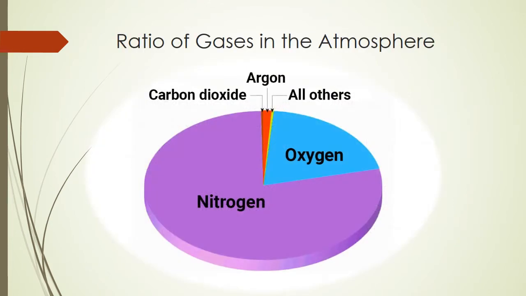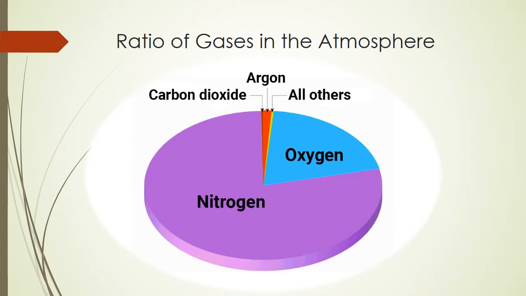Let's see the ratio of gases in the atmosphere. Well, in your textbook, the exact image consists like nitrogen is 78.03%, oxygen 20.99%, argon, it is a kind of gas, that is 0.94%, carbon dioxide 0.03%, and other gases have 0.01%. Scientifically, various scientists will have different kind of ratio, but still, this is the basic ratio of the gases in the atmosphere.